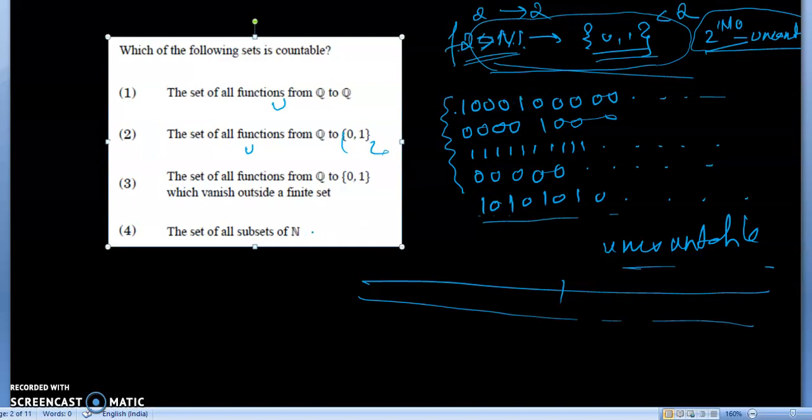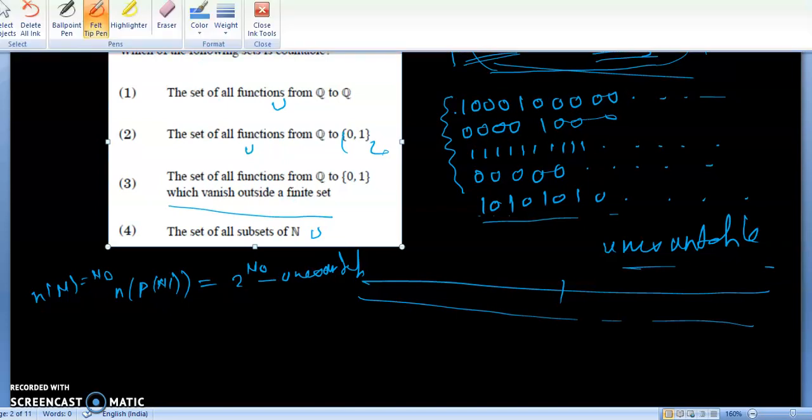Now the next is the set of all subsets of N. Easily you can say, by the power set formula, it is 2 to the power aleph-0, as the cardinality of N is aleph-0. As aleph-0 is infinite, this is uncountable. So all three are uncountable. So obviously the answer is the remaining one, which is countable, but I will prove that this set of functions is countable.